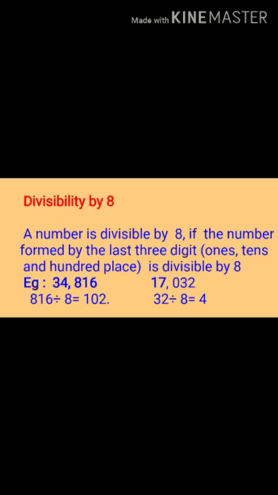The next number is 17,032. The last three digits, that is the ones, tens and hundreds place, is 032, which is 32. 32 divided by 8, you will get 4. Therefore, 17,032 is exactly divisible by 8 because its ones, tens and hundreds place, that is 32, is divisible by 8.